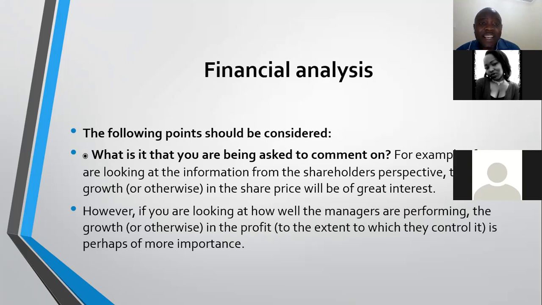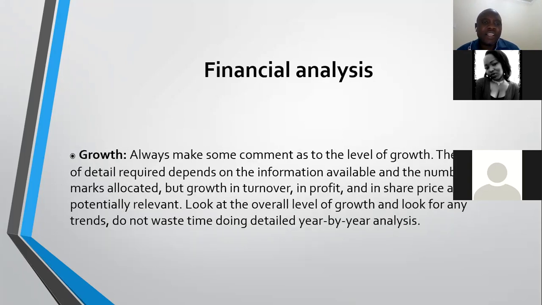The EPS, earnings per share, would want to see whether his or her earnings are growing. Would want to see the dividend payout ratio. Are you paying dividends? And how much are you retaining into the business for you to grow your business again? This is where now you start looking at ROE to estimate the dividend growth. Growth. Always make some comment as to the level of growth. Do not just leave it.